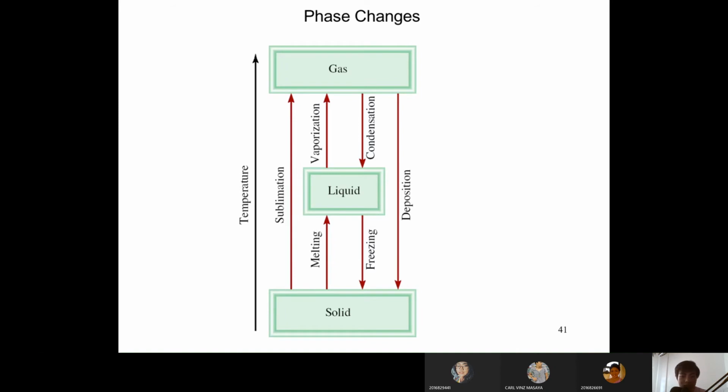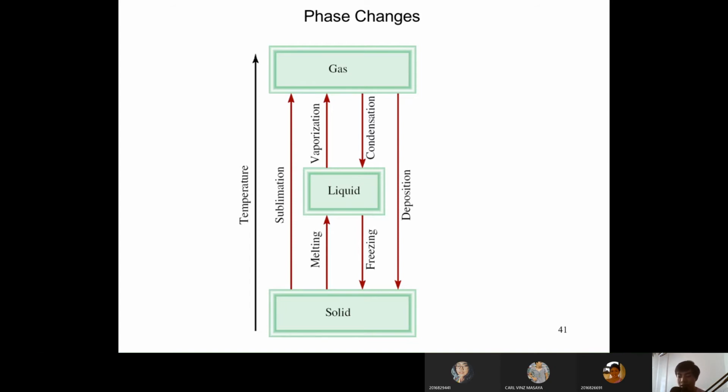So mabilis daw kumulo yung tubig doon, sabi nila, no. Kasi mababa yung pressure. So the matter is not that compacted. So mabilis sila mag-transition to gas, no. So yun yung chemistry idea lang behind that, no.